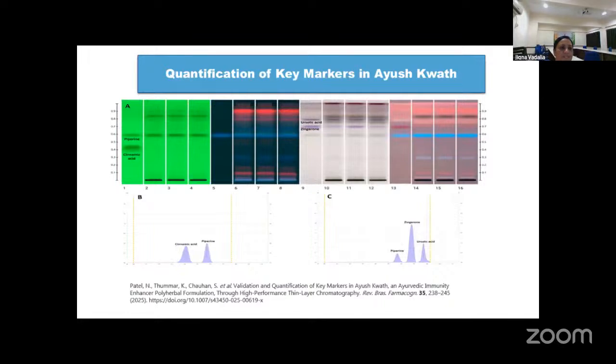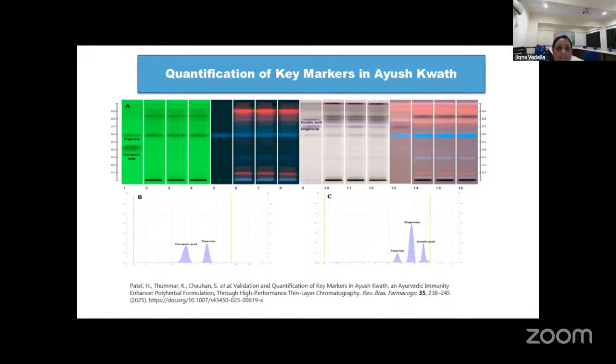Piperine and cinnamic acid before derivatization, and then ursolic acid and gingerone. This is the standard of ginger. This is the standard or the marker of tulsi or Ocimum. So two before derivatization, two after derivatization, and we have evaluated different samples of the IO squad.